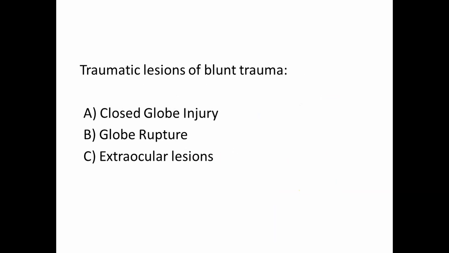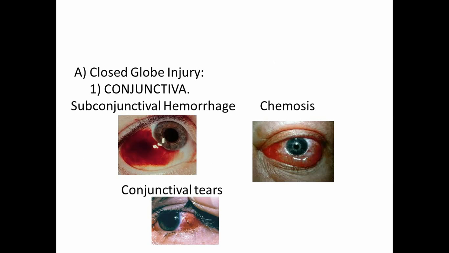Next, we need to know what all of these mechanisms can cause. What are the different lesions or manifestations of blunt ocular trauma? Again, we have classified them into three groups. You have manifestations with an intact globe, or a closed globe injury. Next is a globe rupture, and lastly, you have the extraocular lesions. So blunt injury can cause all of these manifestations.